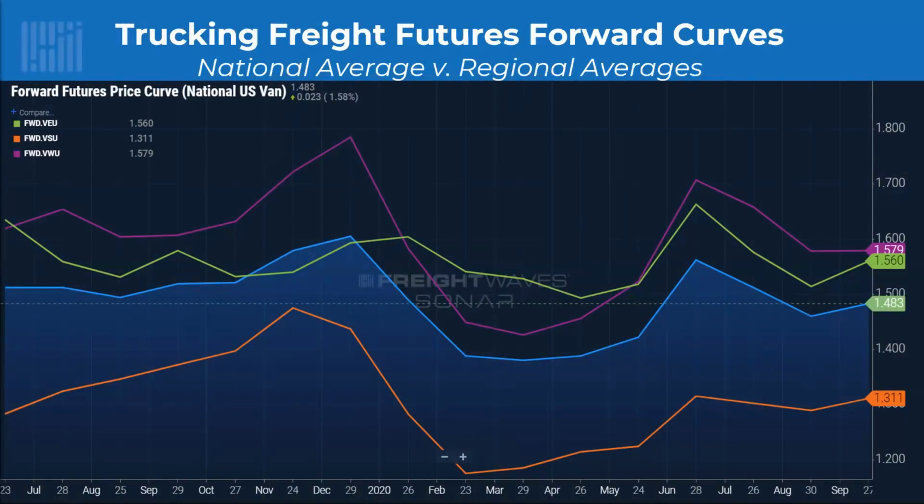And the Nodal exchange, and we'll talk about the Nodal exchange in a minute. More about the contracts. What I've put up here is the futures forward curve. I've put the curve up for the national average as well as the 3 regional averages. These curves represent the forward prices for trucking freight futures going out the entire forward curve of 16 months. So in this, you can see price, you can see volatility, and you can see seasonality.